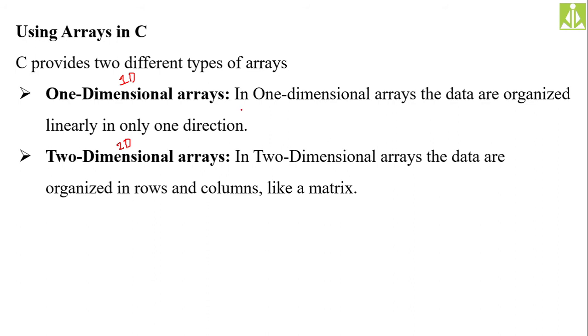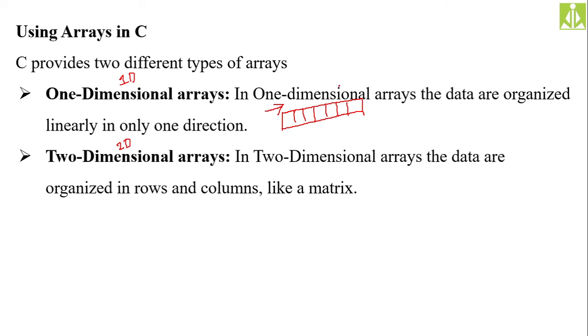In a one-dimensional array the data will be organized linearly. Linear means only in a row. Even if you take 100 elements, all these 100 elements will consume memory linearly, stored like a row. All the data will be organized linearly in only one direction. We are not going to have multiple directions over here.